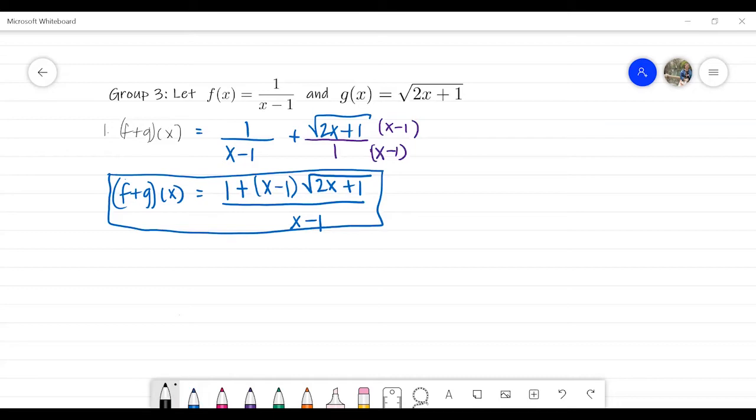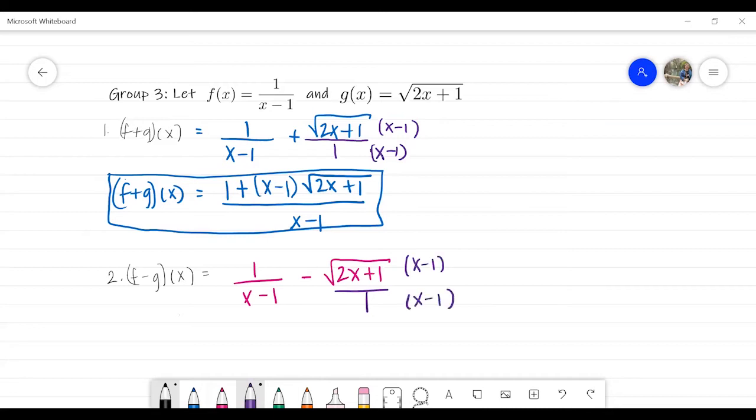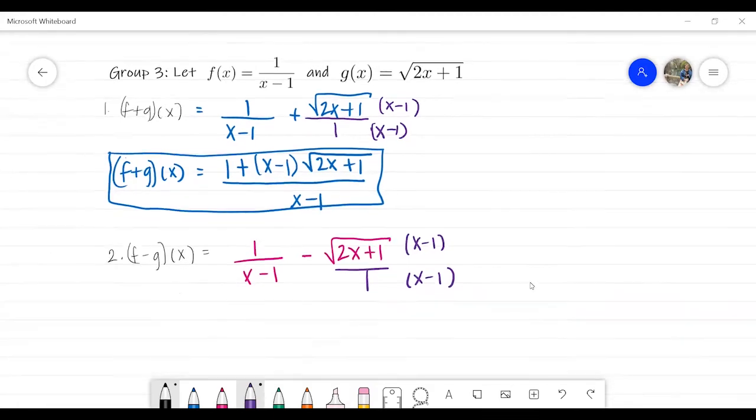Okay, next up, we want to look at their difference, which will be pretty similar overall, right? So we want to do the same thing, but subtract. So 1 over x minus 1 minus square root 2x plus 1. And so again, put it over 1, multiply by that x minus 1 common denominator. It's pretty close to the same thing, but with a negative sign in the middle.